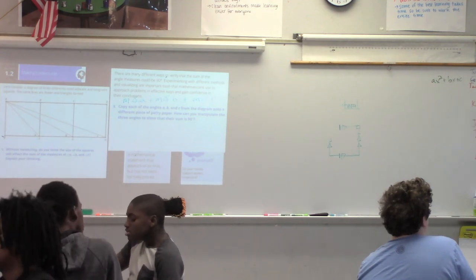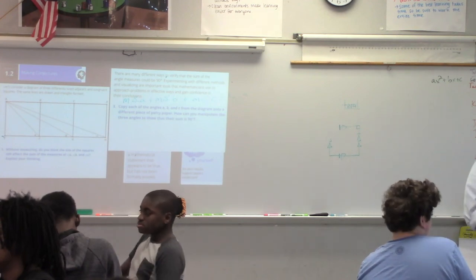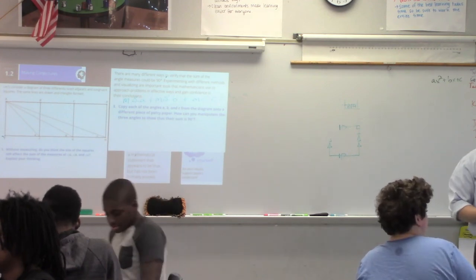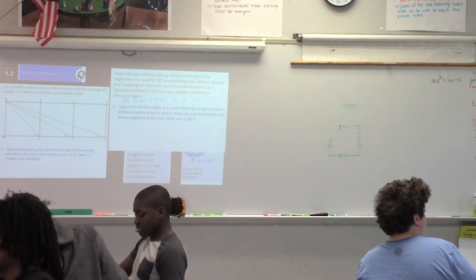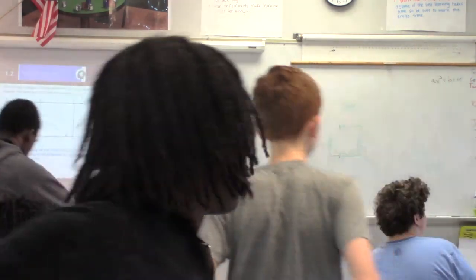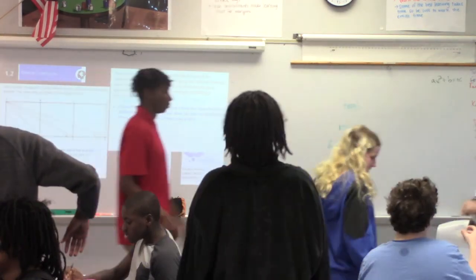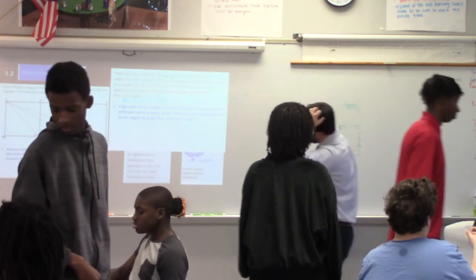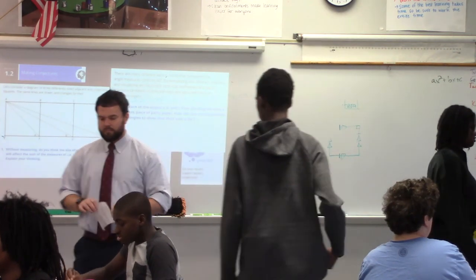So, 1, 2, 3. One person from each group get 3 pieces of patty paper for each person at your group. Come on, 1 person per group. Come get patty paper for the people at your group. Okay? So 1 person per group, get a sheet of patty paper for everybody at your group.